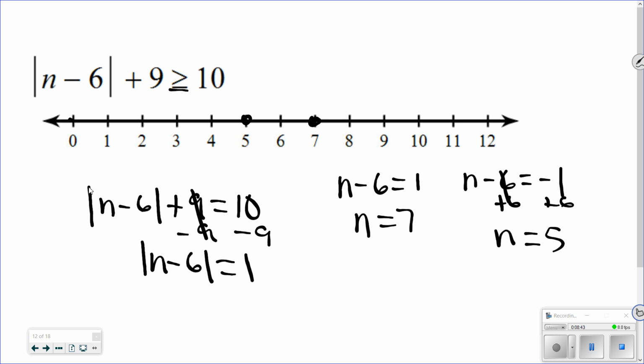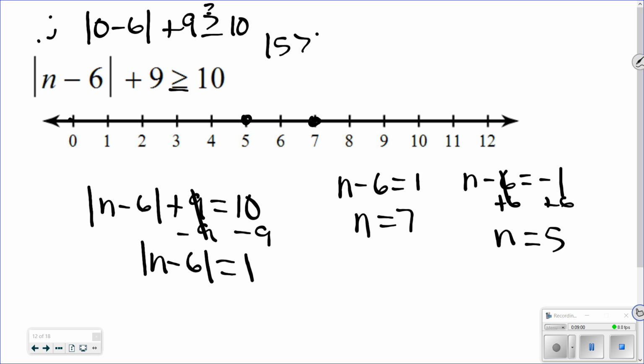If I go the absolute value of, oops, sorry, that wasn't writing. Absolute value of 0 minus 6 plus 9. The question is that greater than 10? Well, 0 minus 6 is a negative 6, but the absolute value is a positive 6. 6 plus 9 is 15. So the question is 15 greater than 10? Yeah, it is. So 0 worked. 0 is on the outside, so that means I go to the outside.